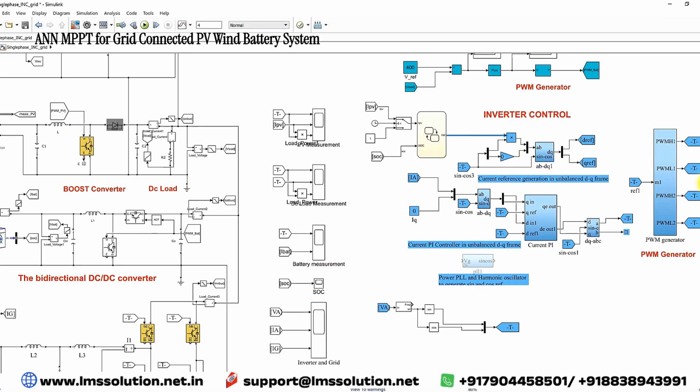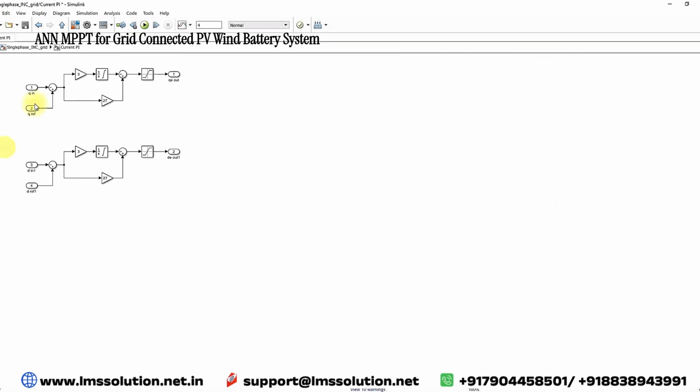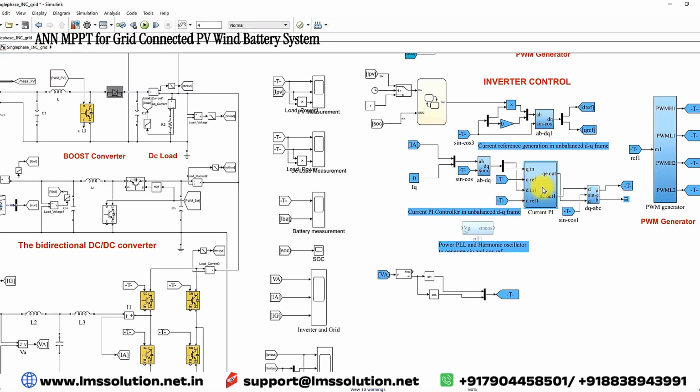And then here we are going to measure the inverter current. This current is converted into DQ form. After converting the DQ form of the actual inverter current and the reference current, they are processed by a current controller. This current controller generates the control voltage in the form of DQ, which is converted into alpha-beta form, and then we take only alpha-beta.